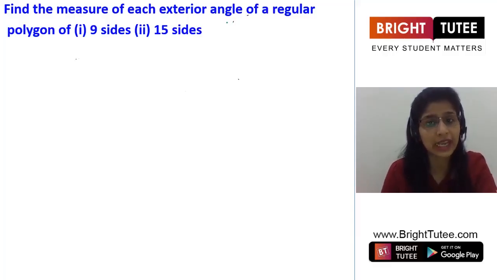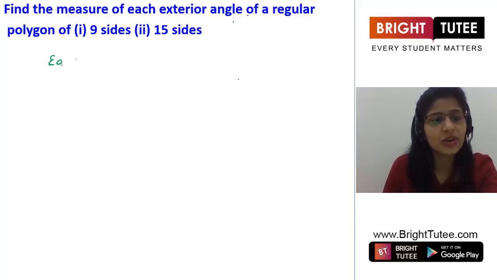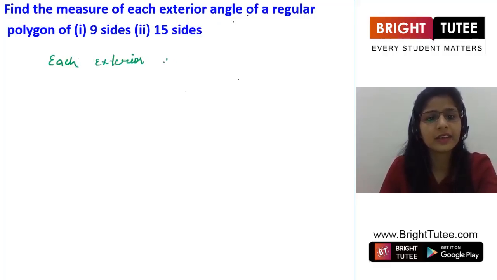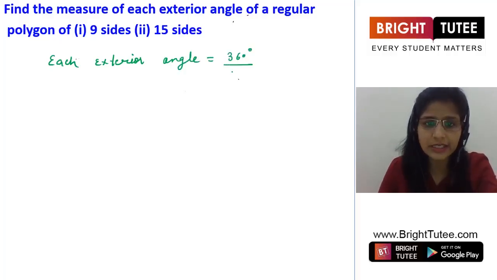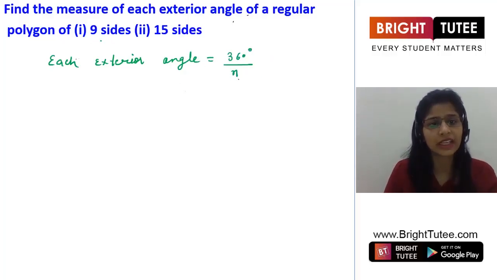Now we have to find out the angle, and we are being given the sides. In the previous one, we were given the exterior angle and we had to find the sides. So the same formula we are going to use. We know each exterior angle is equal to 360 degrees divided by n. Yes, this we know. Now what are we given? We are given n. In the first part we are given 9 sides.